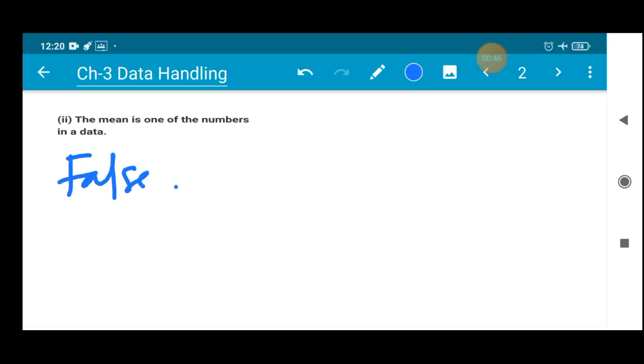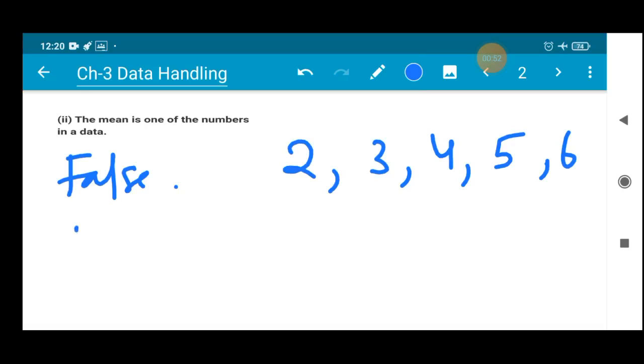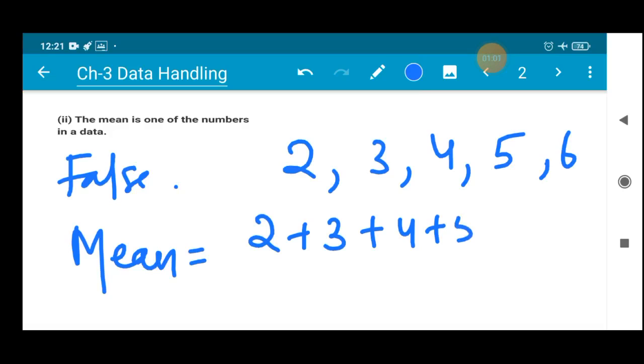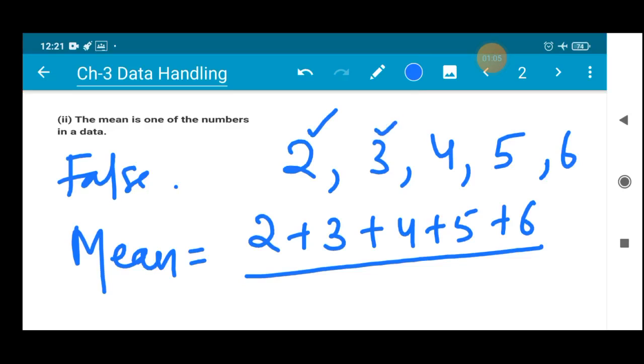You must be confused. How is that possible? Let me take the observations 2, 3, 4, 5 and 6. Whenever we find the mean, we use the formula: sum of all the observations divided by the total number of observations. So 2 plus 3 plus 4 plus 5 plus 6, divided by the number of observations, 1, 2, 3, 4, 5, divided by 5.